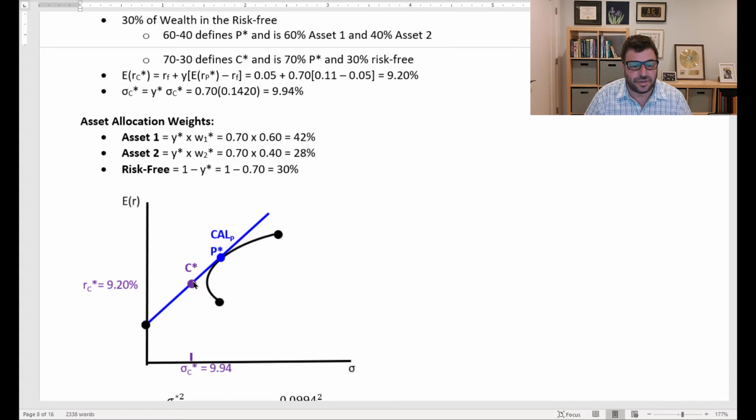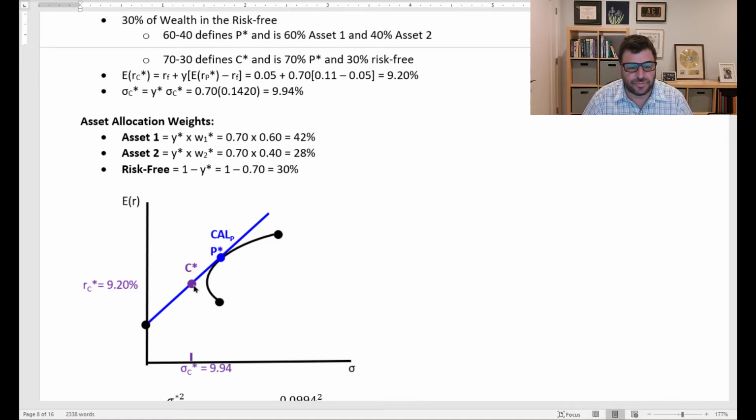This is the highest utility achievable portfolio given my investment universe of asset 1, asset 2, and asset 3. And that's the whole point of this Markowitz process: given these 3 assets, I can actually find this 9.2 return, 9.94 risk portfolio, and I would never have been able to find it without this Markowitz process.